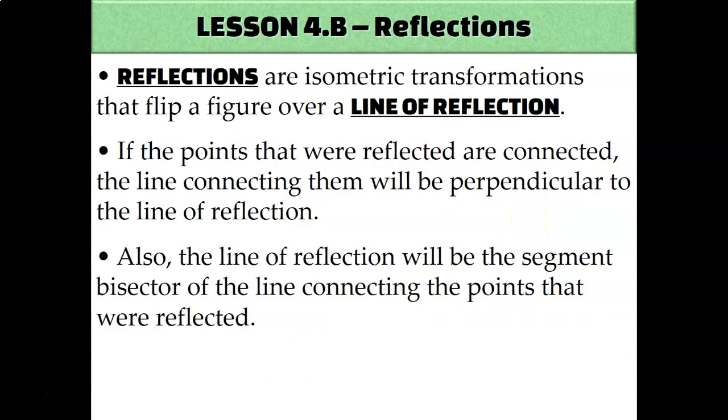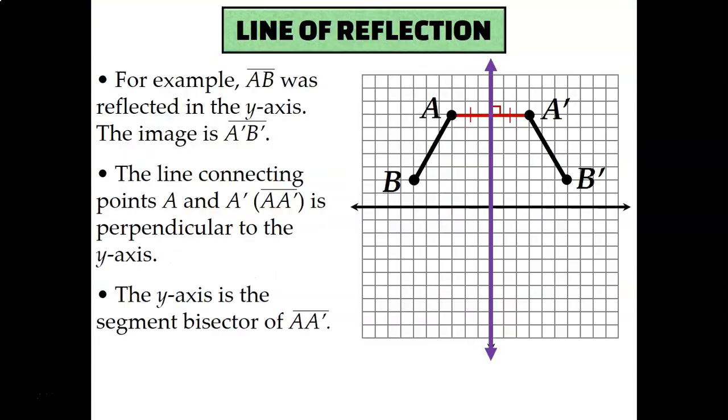First, let's talk about the formal definition of what it means to reflect. In order to reflect, you always have a line of reflection. That's the line that you're going to reflect over. And if the points that were reflected are connected, the pre-image point is connected to the image point, the line that connects those 2 points will always be perpendicular to the line of reflection. And the line of reflection will always be the segment bisector of the line that connects the pre-image and the image points. Let me show you what I mean.